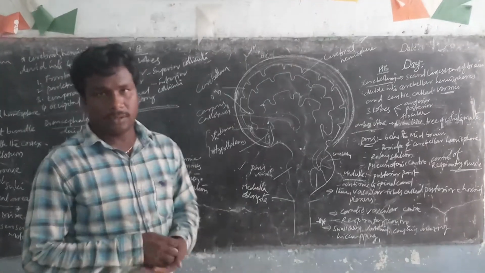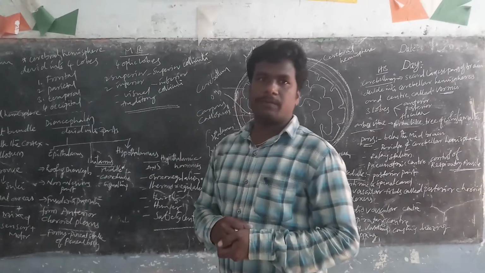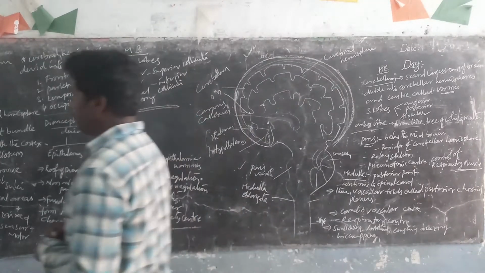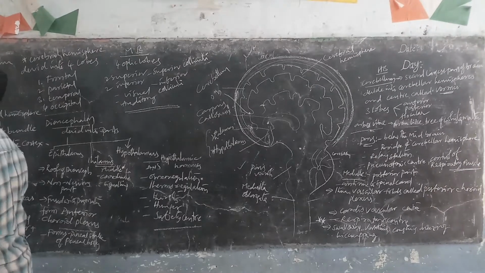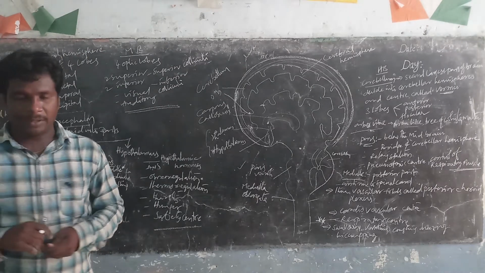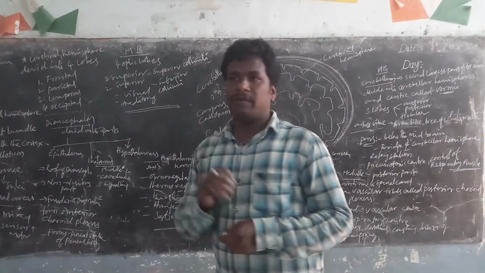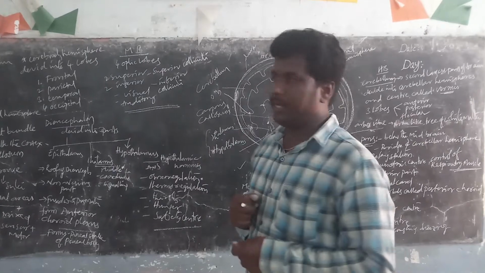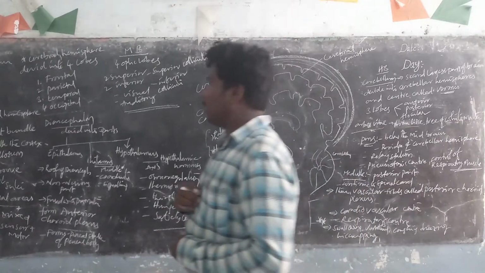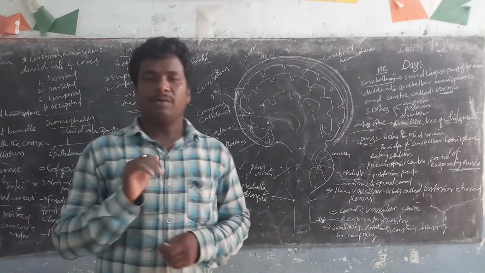Okay, students, in continuation of the last topic, the brain: the forebrain is divided into three parts. The first one is the olfactory bulb. These are in contact with the olfactory epithelium of the nasal cavity, and are useful for the sensation of smell. These are present in the forebrain.